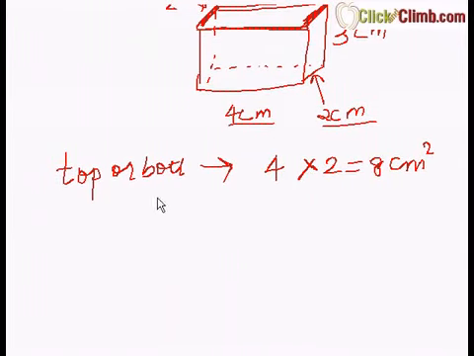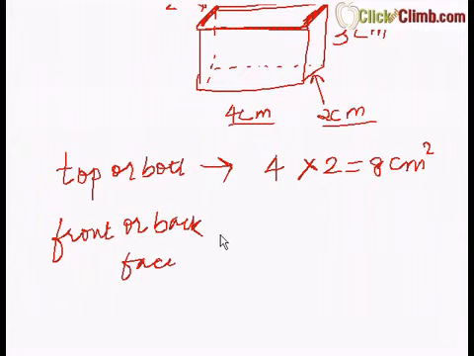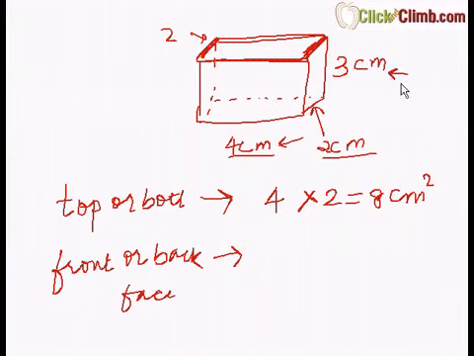All right, now we find the area of the front or the back face. Both will have the same areas, so that will be 4 times 3. Now for the front and the back face, we have to consider 4 centimeters and 3 centimeters. So that will give us 4 times 3, that will be 12 centimeters squared.